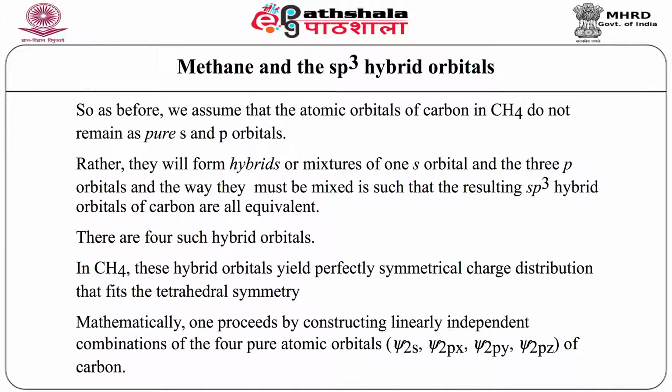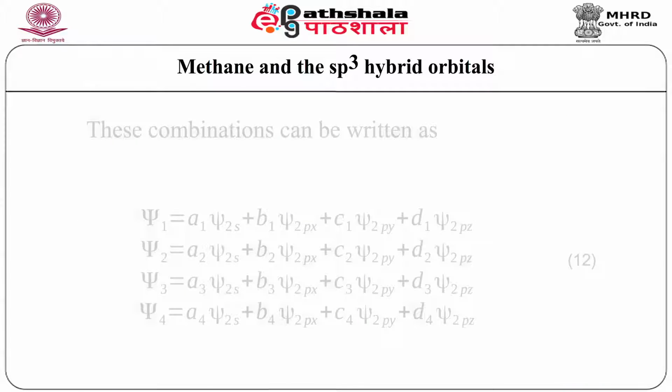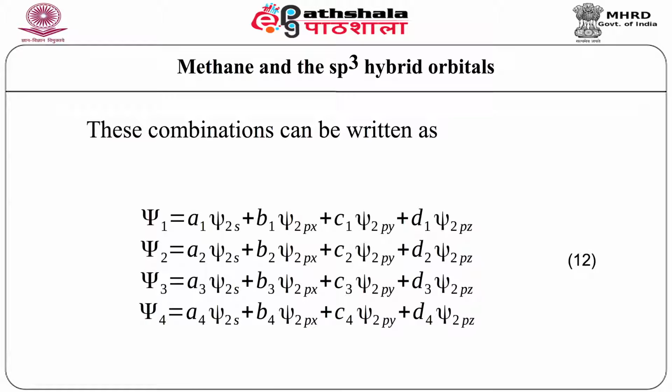Mathematically, one proceeds by constructing linearly independent combinations of the 4 pure atomic orbitals Ψ2s, Ψ2px, Ψ2py, Ψ2pz of carbon. These combinations can be written as Ψ1 equals A1 Ψ2s plus B1 Ψ2px plus C1 Ψ2py plus D1 Ψ2pz.